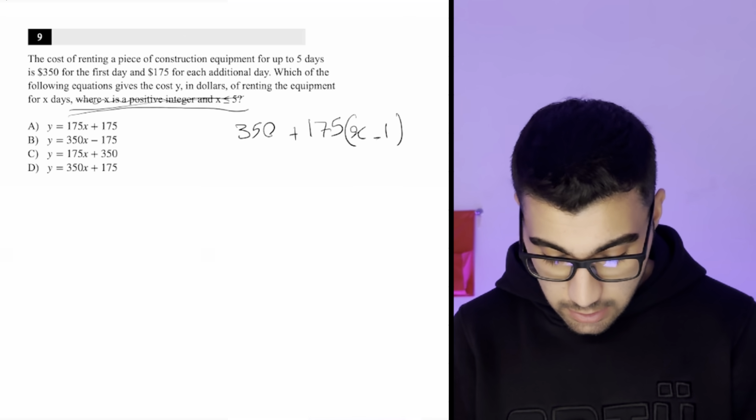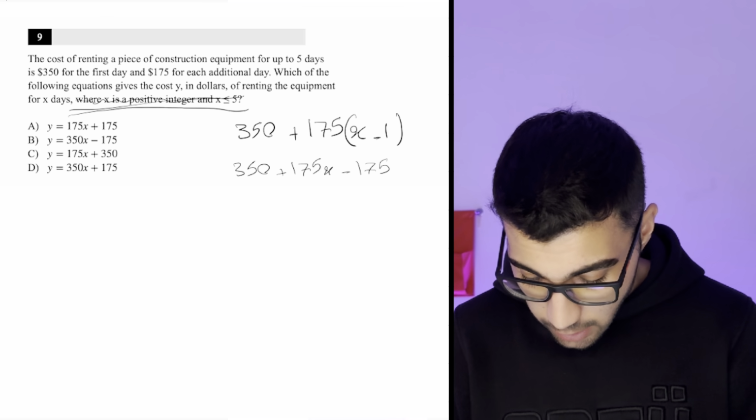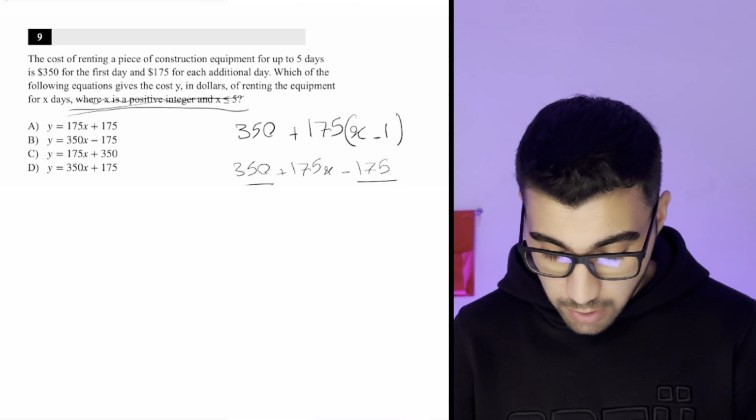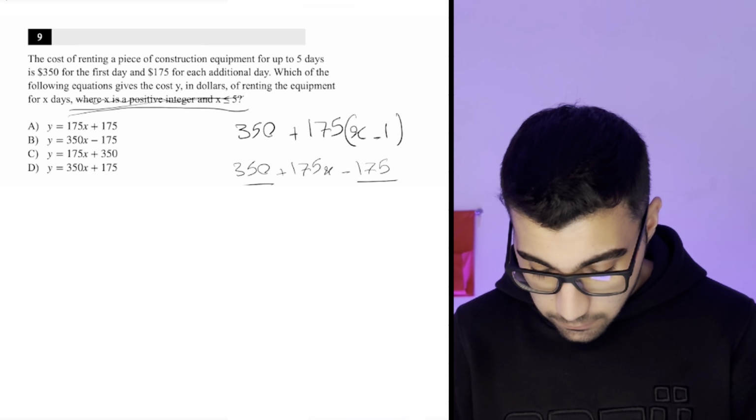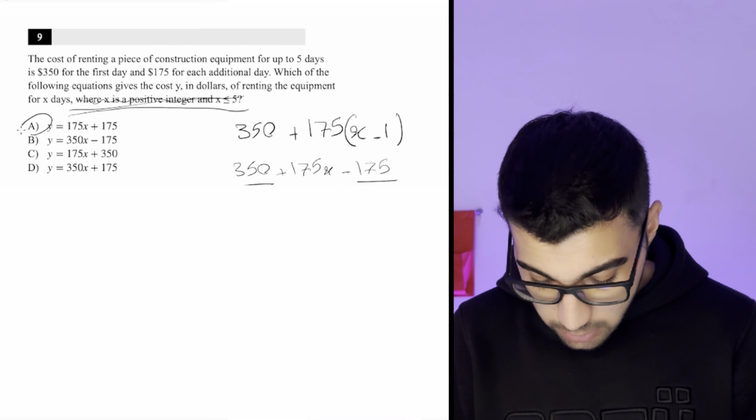Now you just expand this. We're going to have 350 plus 175x minus 175, which is 350 minus 175, so 175, plus 175x, which is going to be choice A.